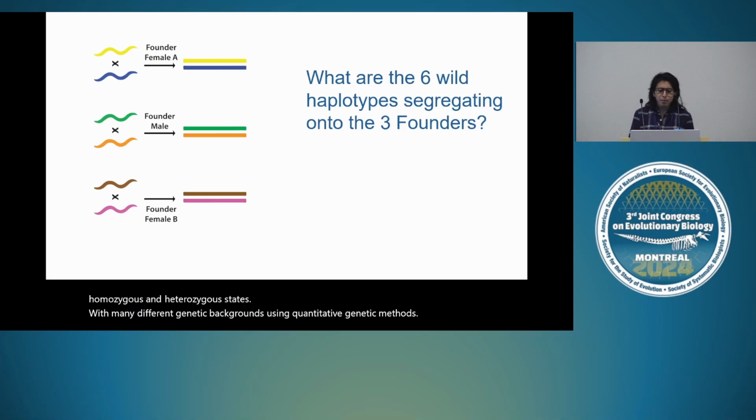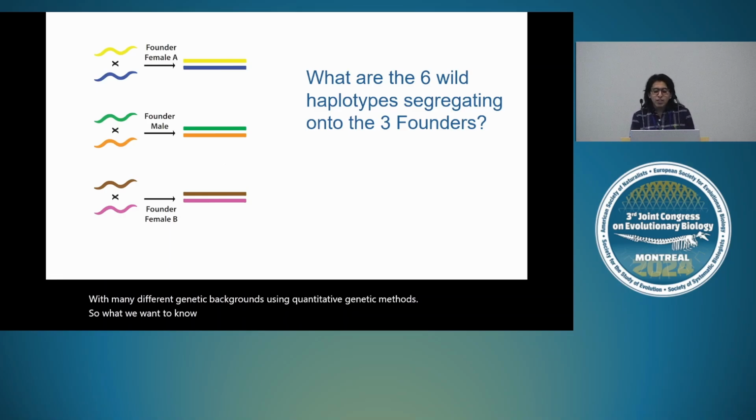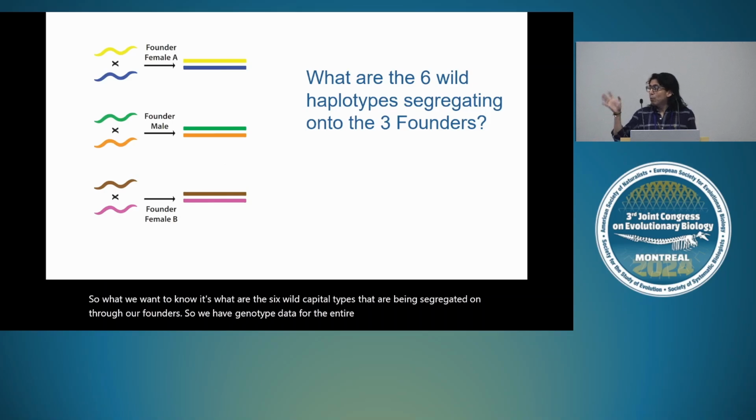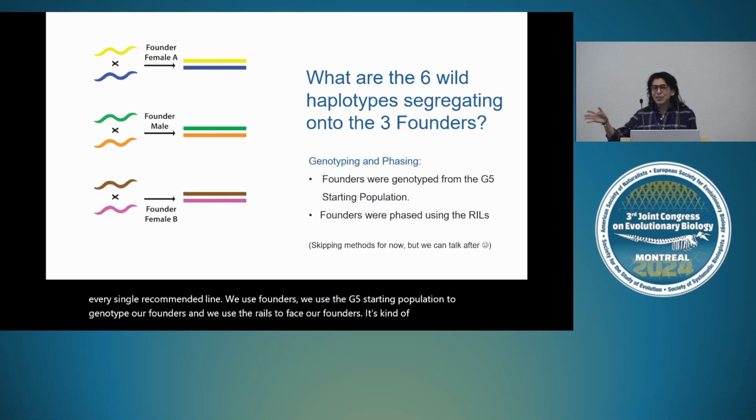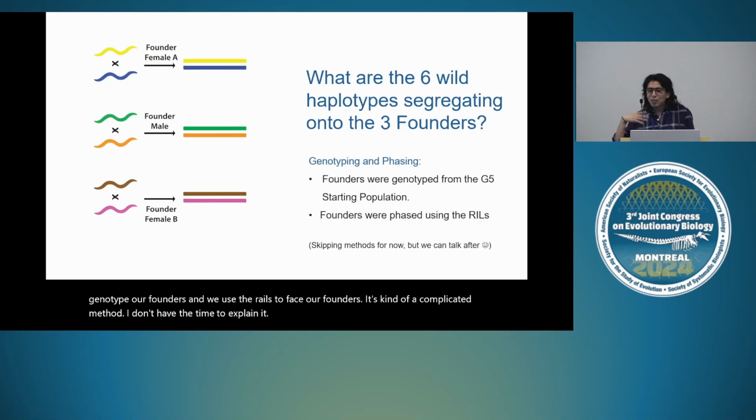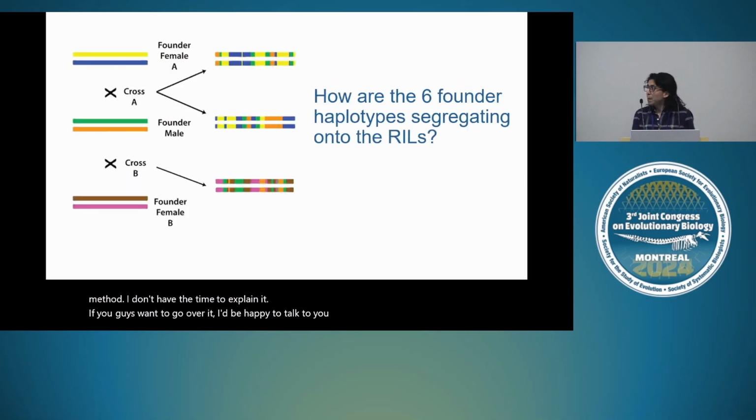So what we want to know is what are the 6 wild haplotypes that are being segregated into our founders. We have genotype data for the entire panel for pools as well as for every single recombinant inbred line. We use the G5 starting population to genotype our founders, and we use our RILs to phase our founders. It's a complicated method, and I don't have the time to explain it, but if you want to go over it, I'd be happy to talk to you later. Assuming that we know that, how are these 6 founder haplotypes segregating into our RILs?